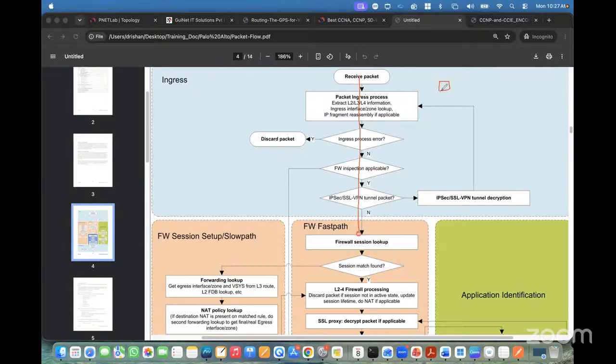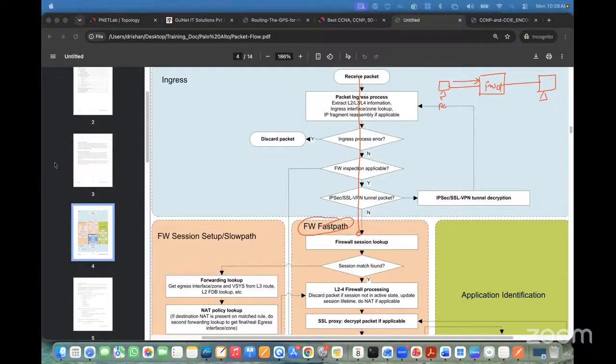Let me draw here the PC. This is my firewall, Palo Alto. This is my server. Let's say everything is good. Then a packet lands here, and after that it goes to the fast path. So now we have two terms: one is the fast path, one is the slow path. What is the fast path and what is the slow path? We have to understand that as well.